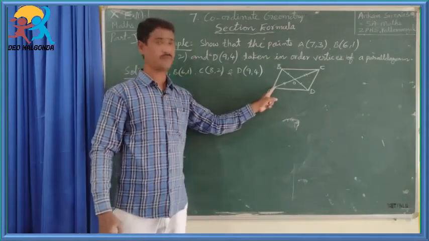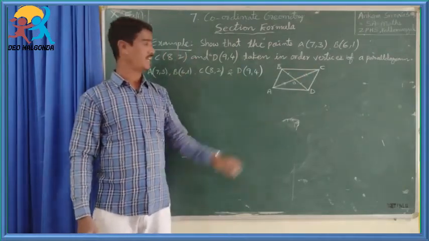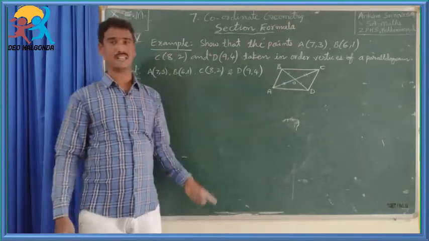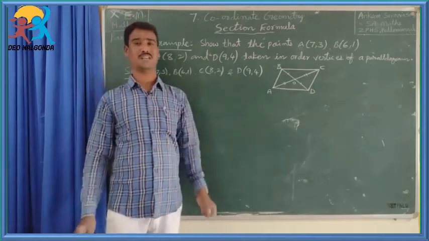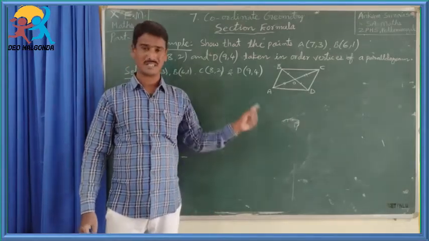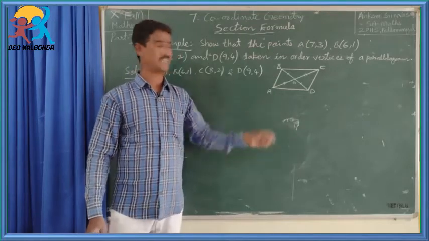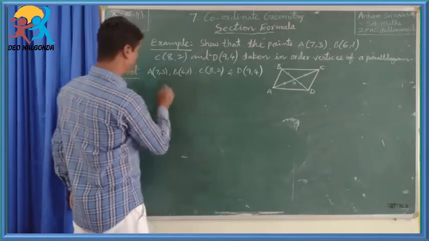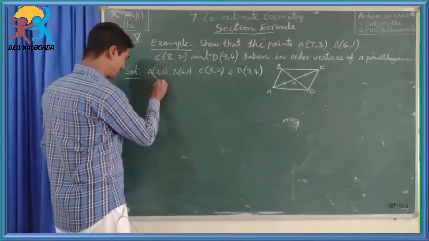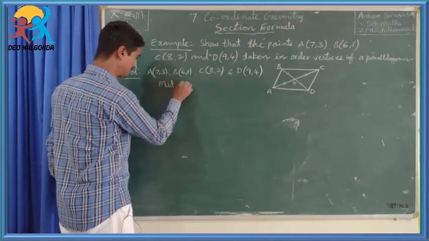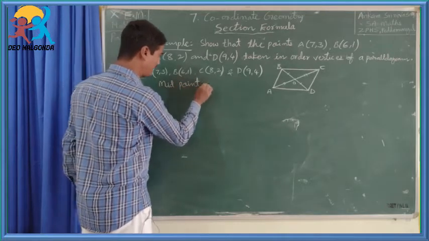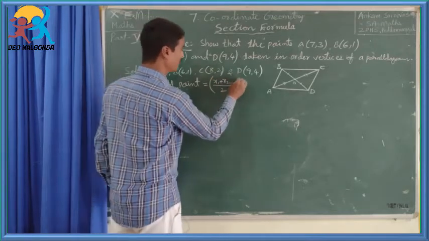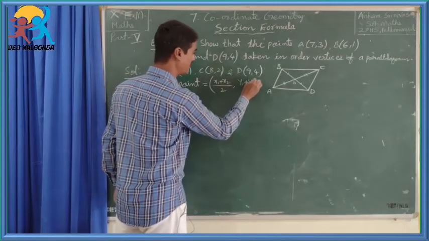So we have to find the midpoint of AC and the midpoint of BD. If these two become equal, then it becomes a parallelogram. How easy, children? So let's find the midpoint of AC and midpoint of BD. Now, what is the midpoint formula? x1 plus x2 by 2, comma, y1 plus y2 by 2.